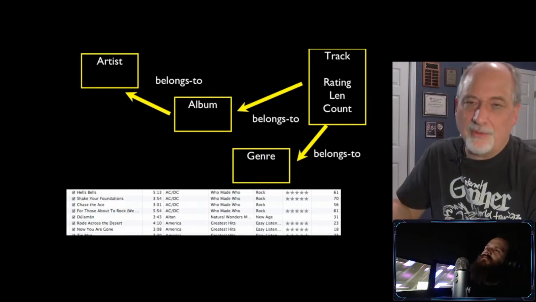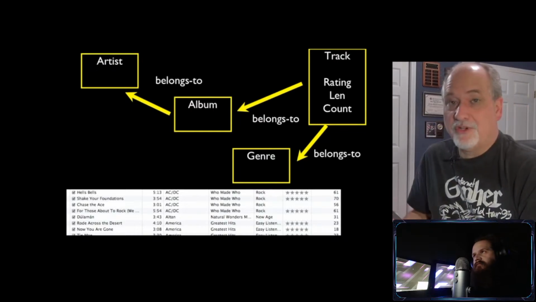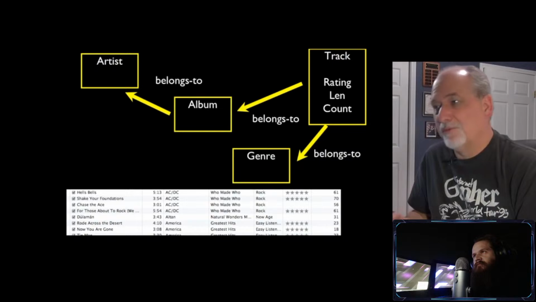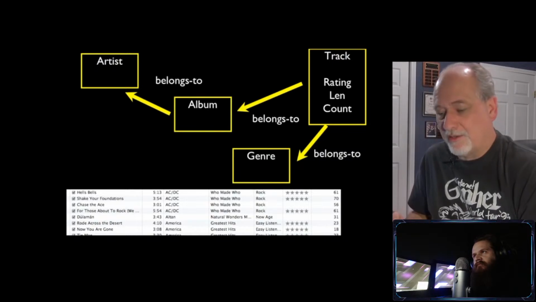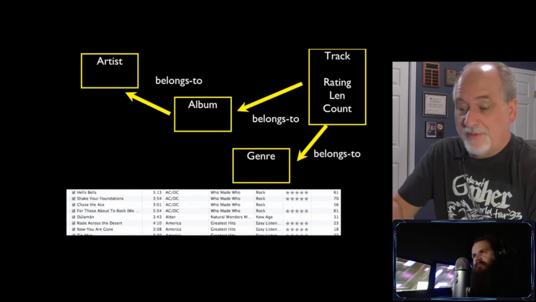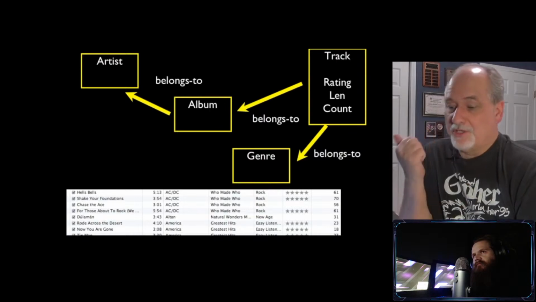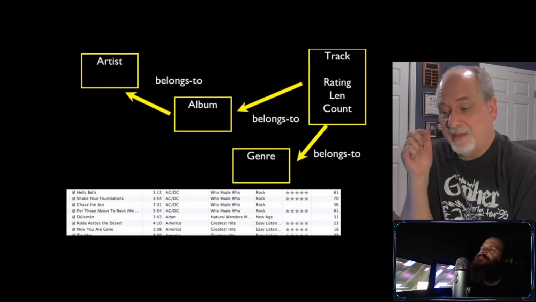Because there might be albums with more than one different genre. So each album is not necessarily a rock album, it could have a rock track and a country track, et cetera. And so now what we've got is 4 tables, right? We've got a track table, an album table, an artist table, and a genre table.